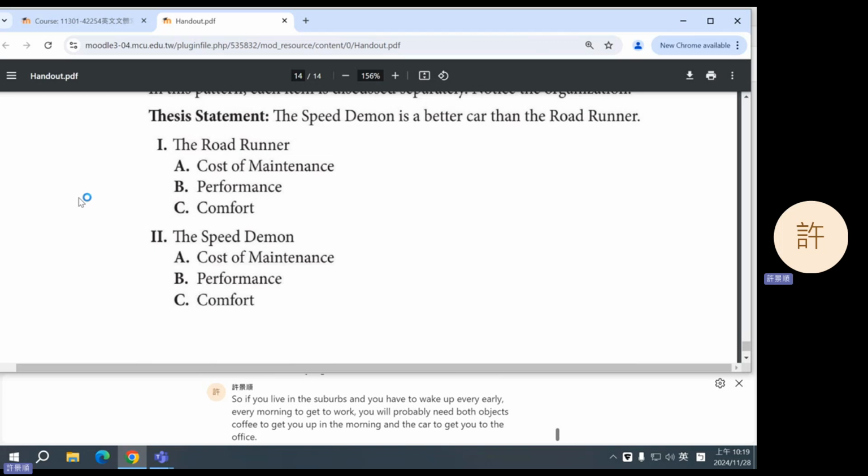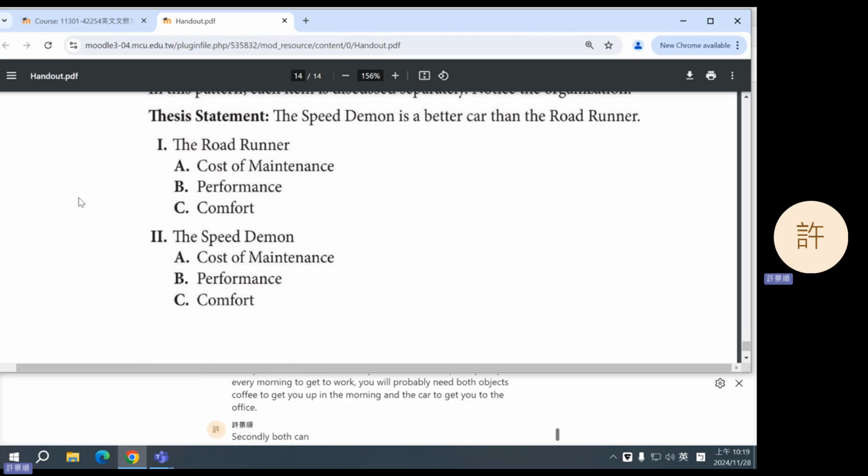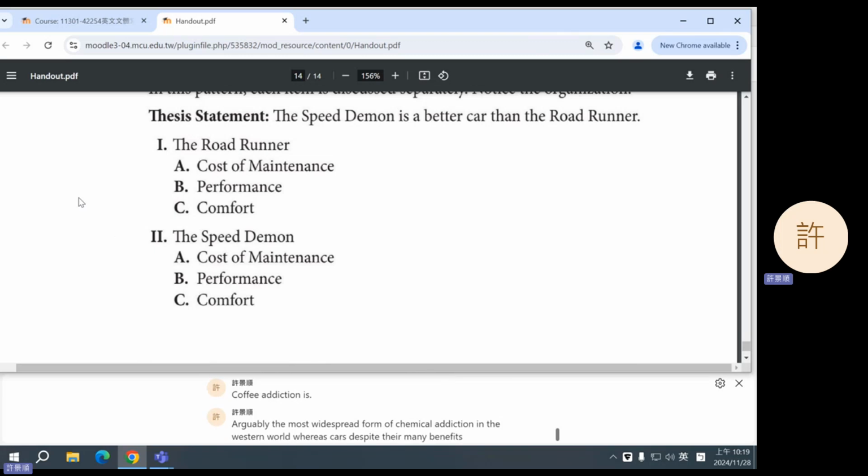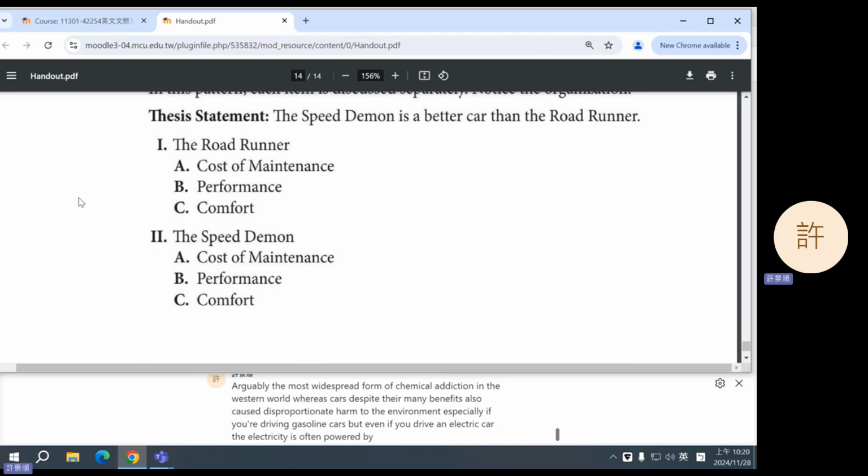Secondly, both can have surprisingly harmful effects. Coffee addiction is arguably the most widespread form of chemical addiction in the Western world, whereas cars, despite their many benefits, also cause disproportionate harm to the environment, especially if you're driving gasoline cars. But even if you drive an electric car, the electricity is often powered by dirty power plants.